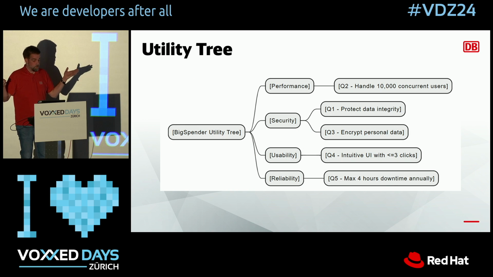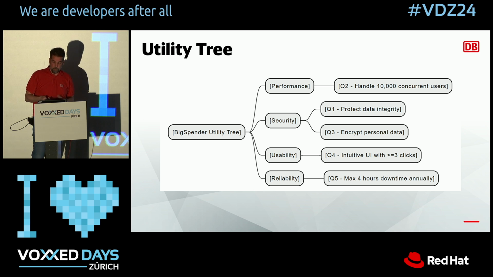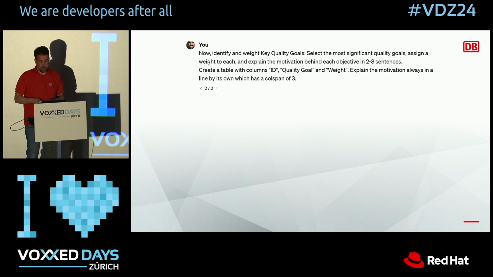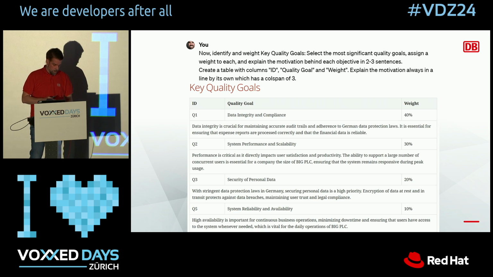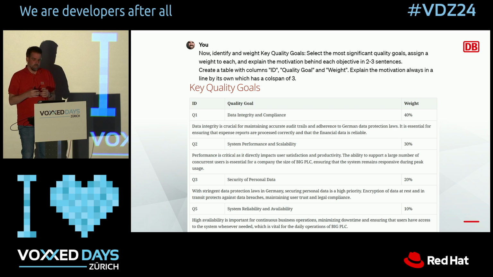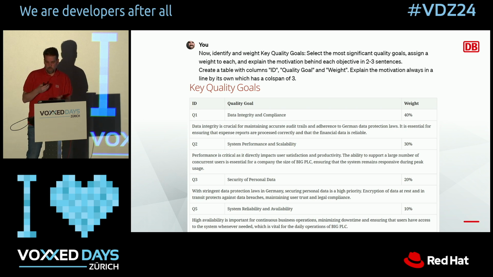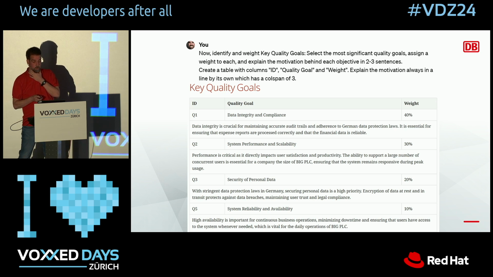And here, yes, utility tree. Looks like a utility tree, not the best, but yes, we have a result. And now I could go deeper into discussion with the system and help the system come up with a better result. Now, identify and weight key quality goals. I mean, the content of this is not so important. It's just important that you see what the system is capable of.